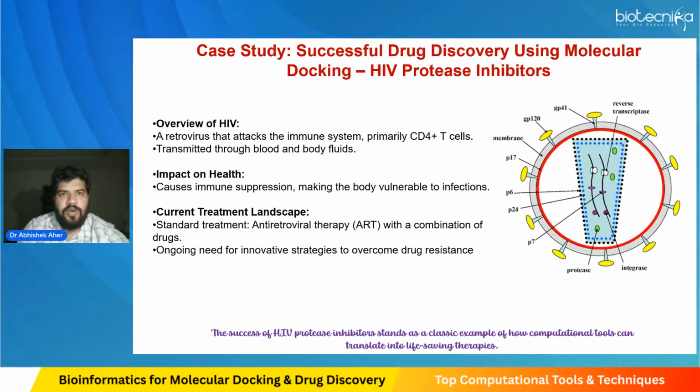So coming back to the case study, as we know, HIV is the human immunodeficiency virus. It's a retrovirus that attacks the human immune system, primarily CD4 plus T cells. It is transmitted through blood and body fluids. So what is the impact on health? It causes immune suppression, making the body vulnerable to infections, which leads to additional diseases.